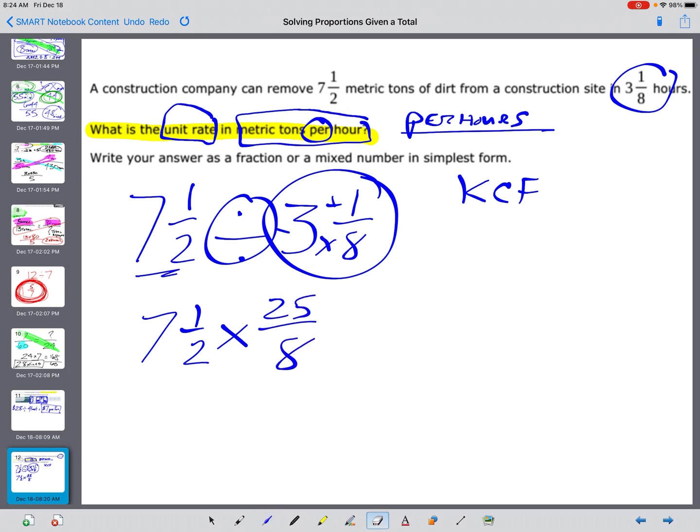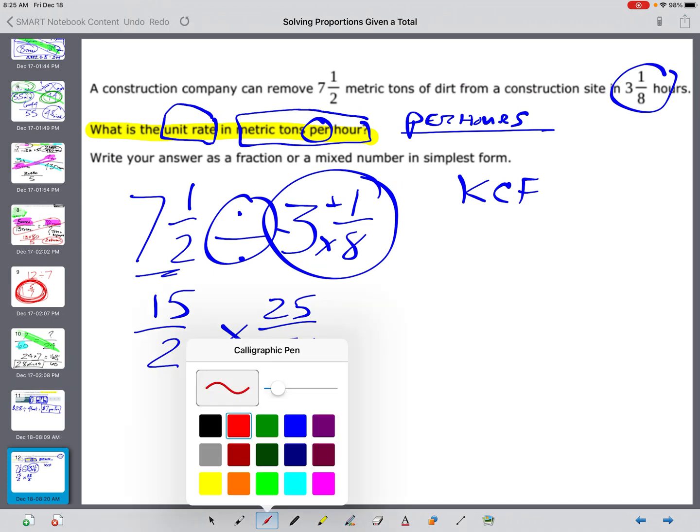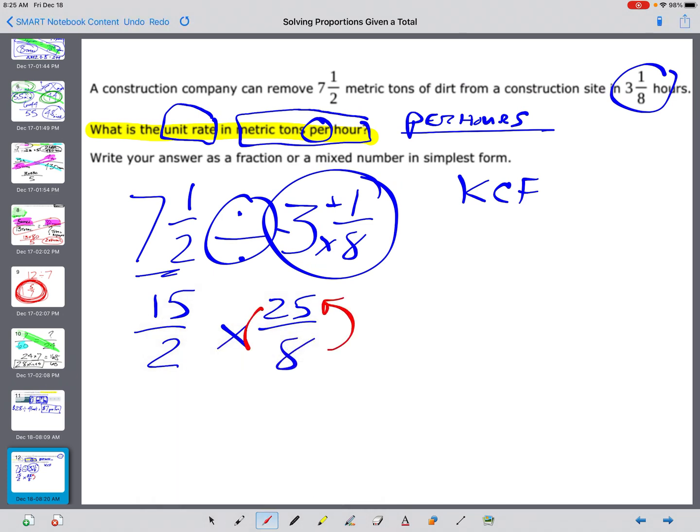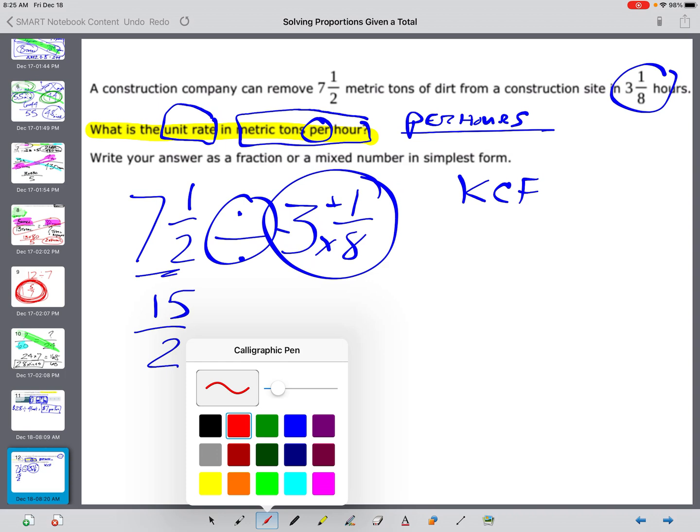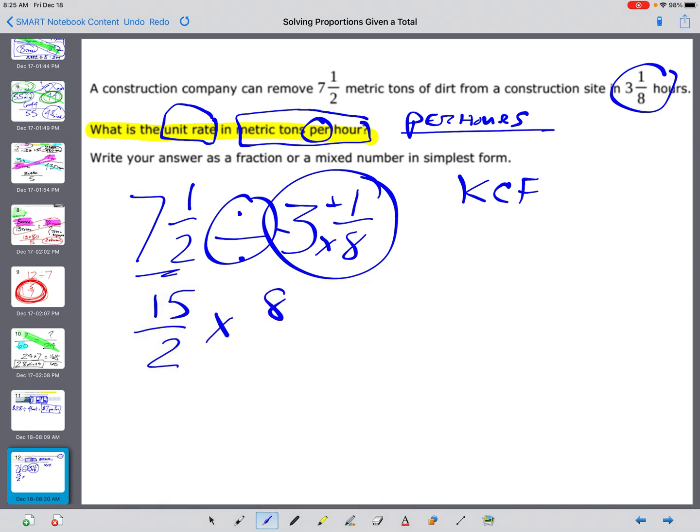Okay, and really we should have done the same with the dividend. So that's going to be 15 over 2. But the other thing we didn't do yet was flip the divisor. So we're going to make that 8 over 25 before we start multiplying. So that's 8 over 25 now that we flipped it over. And at this point you can multiply across.